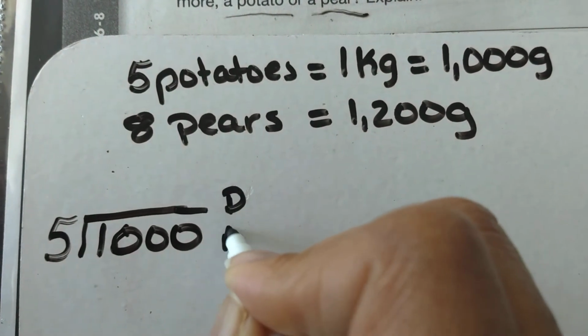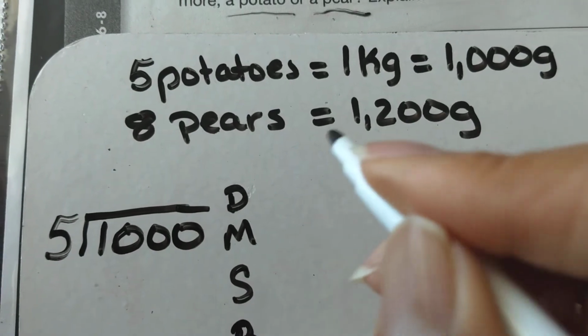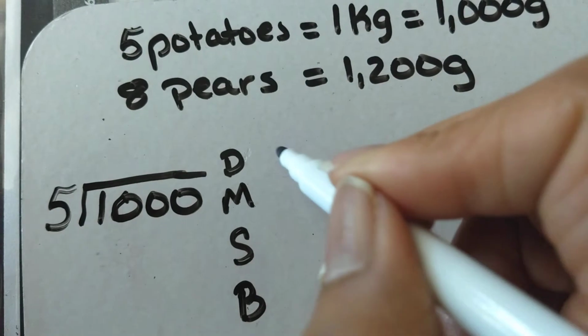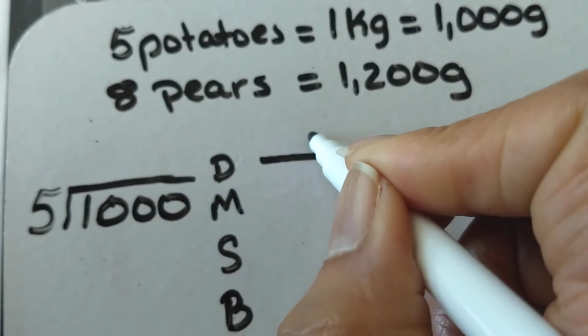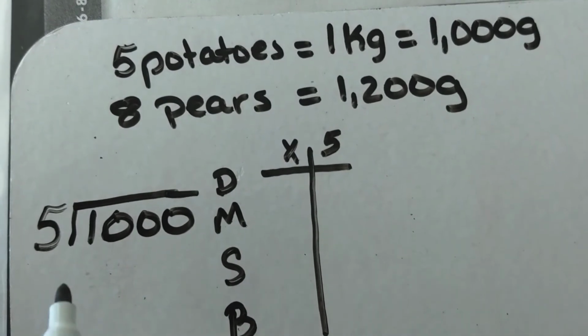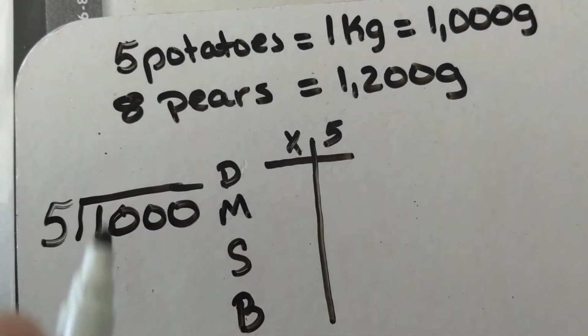Don't forget your D, M, S, B. Does McDonald's sell burgers? Right? Divide, multiply, subtract, bring down. Don't forget your T-chart for 5s. Okay? Now, let's start dividing, and we can find out how much 1 potato weighs.